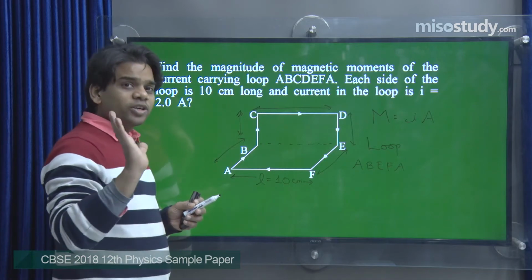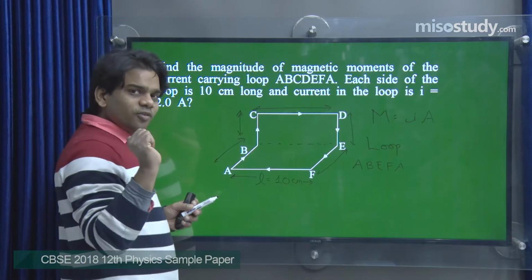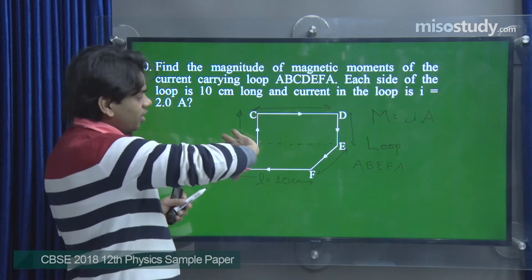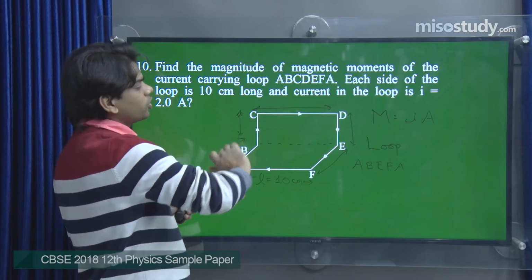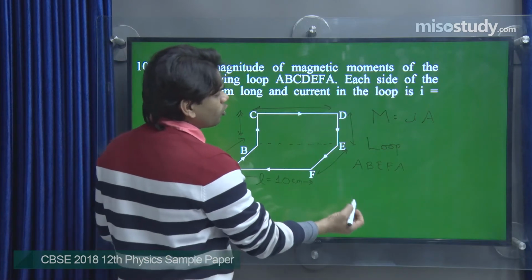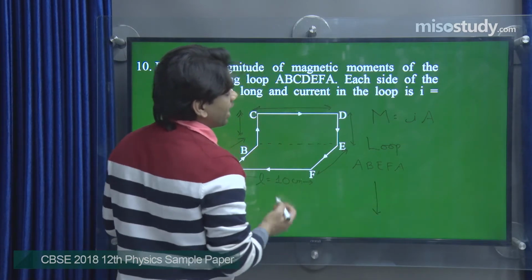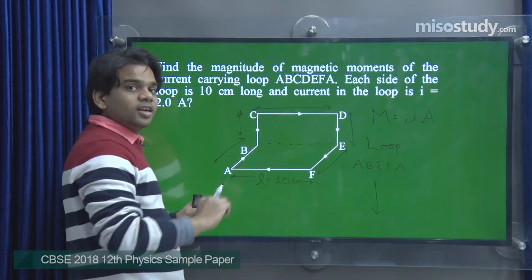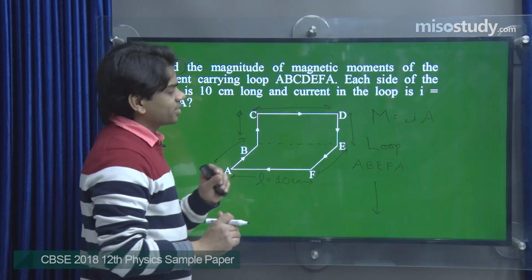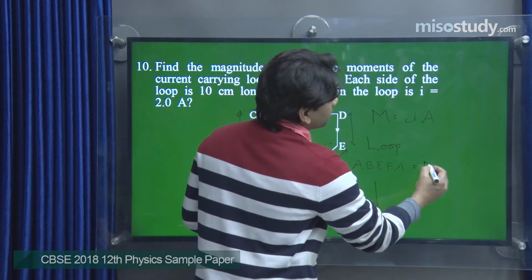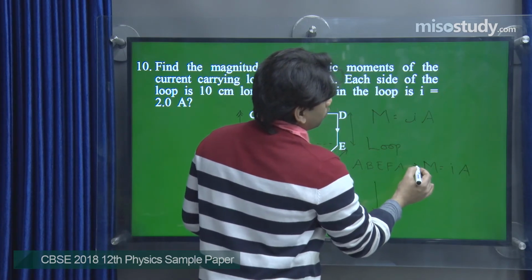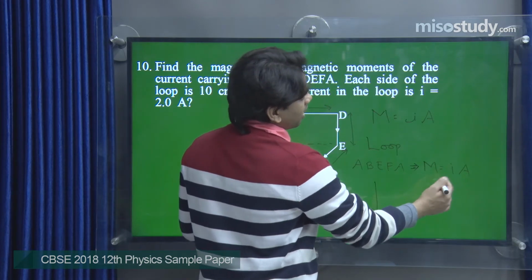You have to take your right hand and curl the first 4 fingers along the sense of current. So if I curl it, my thumb is going downward. So the magnetic moment will be directed along the downward direction due to A, B, E, F, A. And let's say this is the value M. This will be equal to, for loop ABEFA, I am writing the magnetic moment as IA.